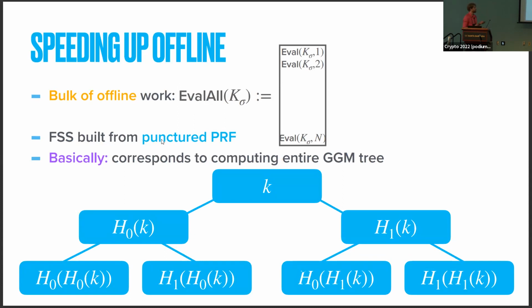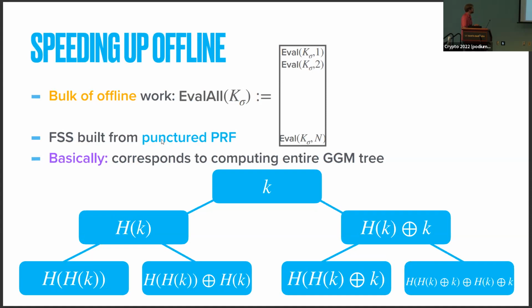So this is the structure where you have the key at the top, and then you go down the tree, and the left child is H0 of the parent, and the right child is H1 of the parent. Okay, so in order to save on hash calls, we propose the following modification, where instead of doing independent hash calls on both the children, you call the hash for the left child, and then for the right child, you call the hash again on the parent, and then you XOR it with the value of the parent.